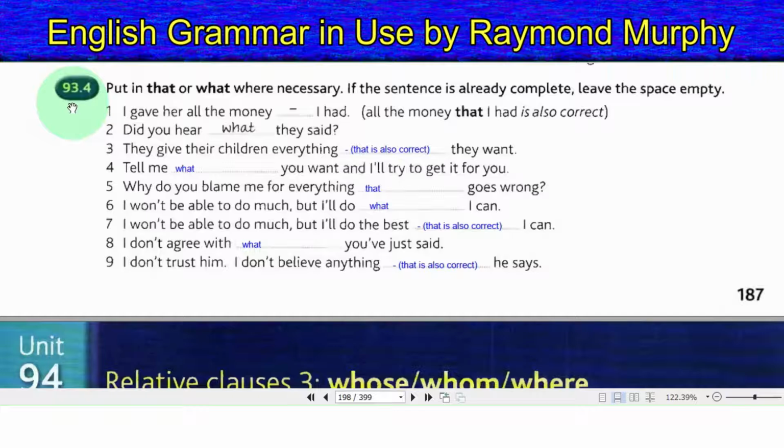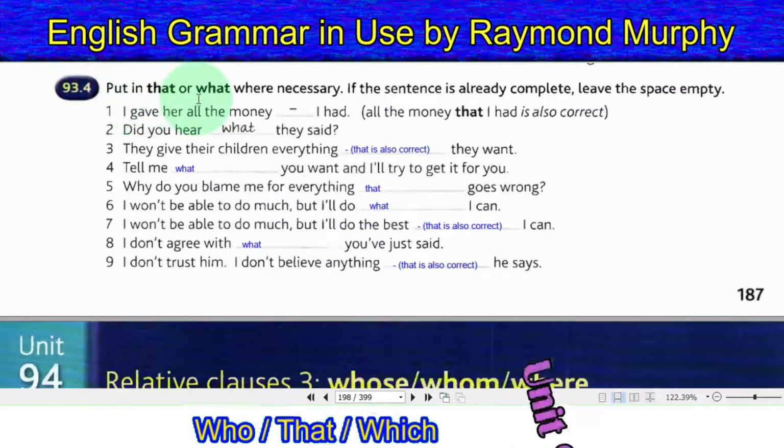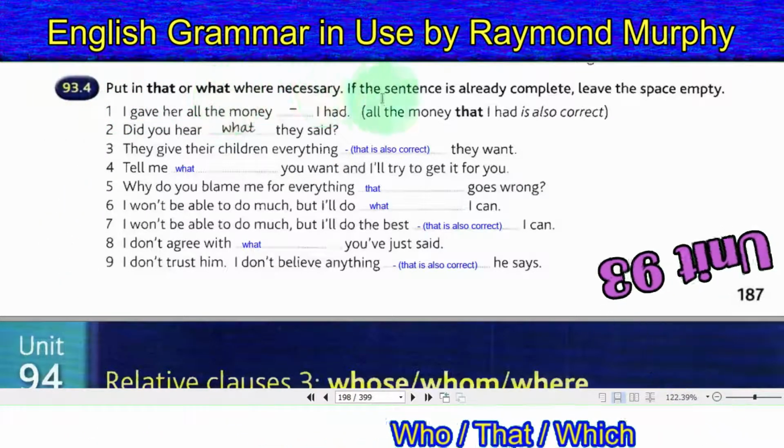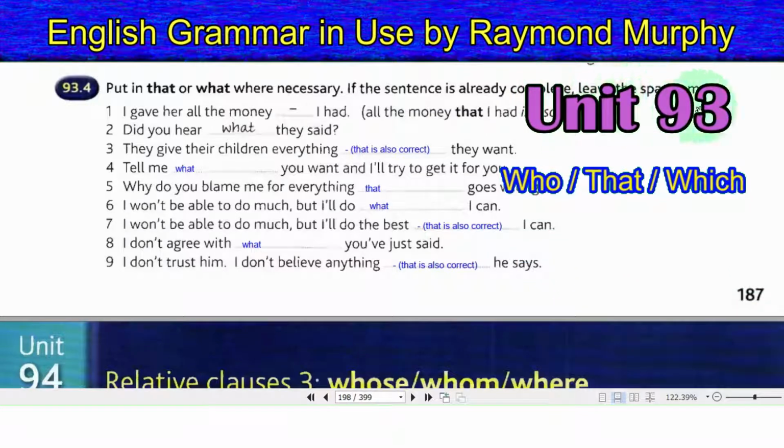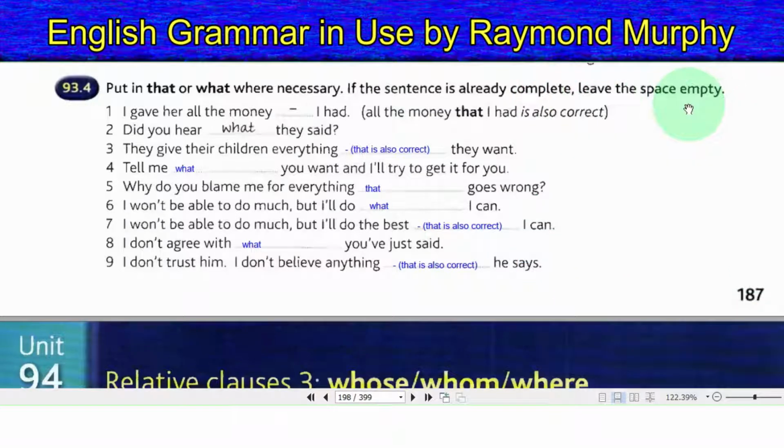93.4. Put that or what where necessary. If the sentence is already complete, leave the space empty. I gave her all the money I had. All the money that I had is also correct. Did you hear what they said? Give their children everything, that is also correct.